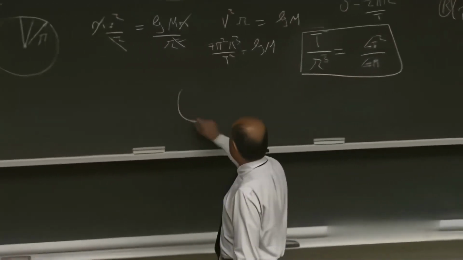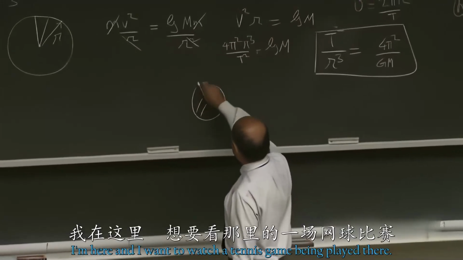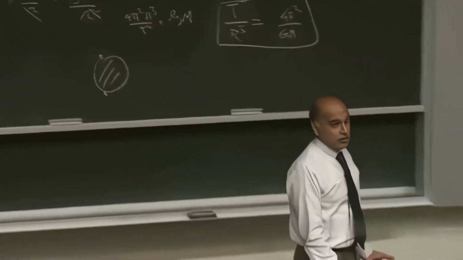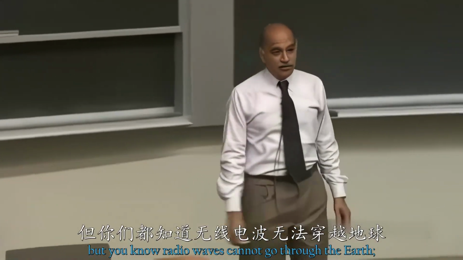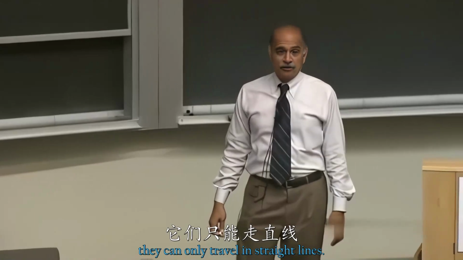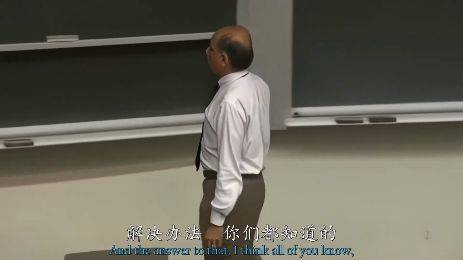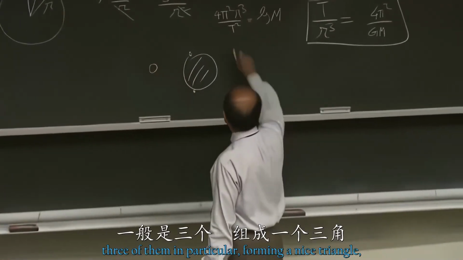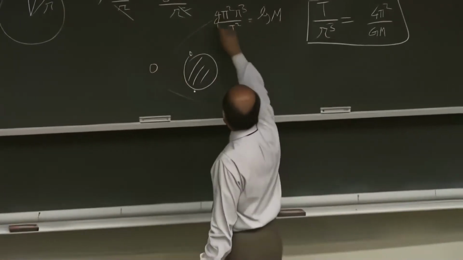So here is the Earth. I'm here, and I want to watch a tennis game being played there. I have radio waves, but you know radio waves cannot go through the Earth. They can only travel in straight lines. And the answer to that, I think all of you know, is to have a bunch of satellites, 3 of them in particular, forming a nice triangle.